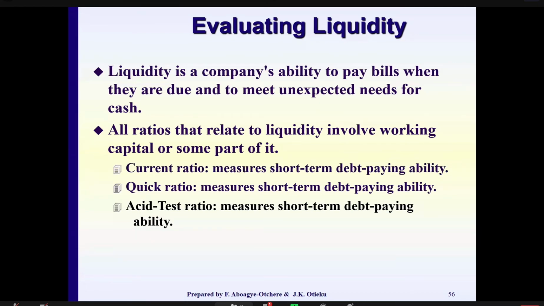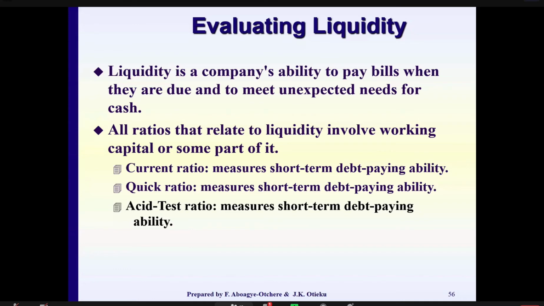So if we're looking at current ratio, we're looking at how the entire current assets can cover the current liability. And for quick ratio, we are taking out inventory and looking at how the rest of it can cover current liability. And if we are looking at asset test ratio, we are looking at how cash and near cash items, or cash and cash equivalents, will cover current liabilities.